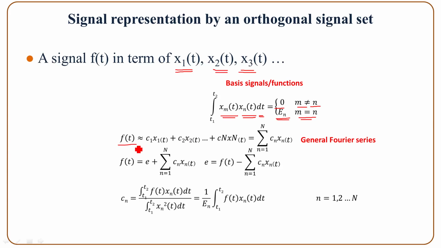Then the signal f of t can be expressed in terms of x1, x2, etc. up to xn of t, with coefficients c1 up to cn. And finally, you can express that using the sum notation.